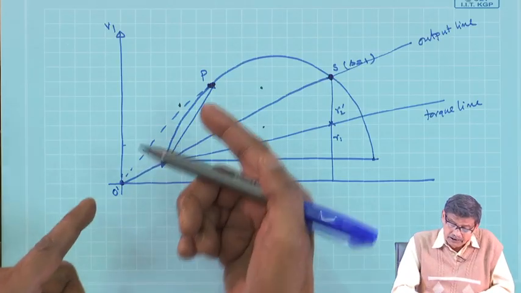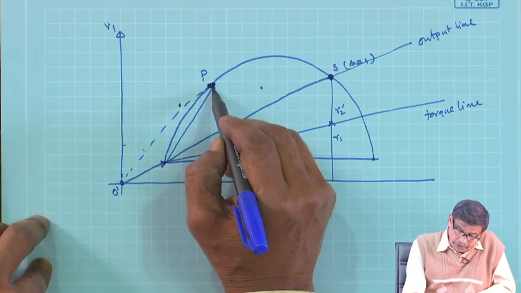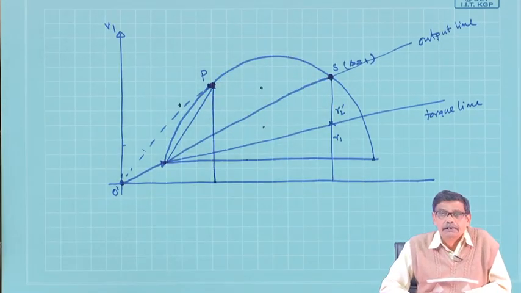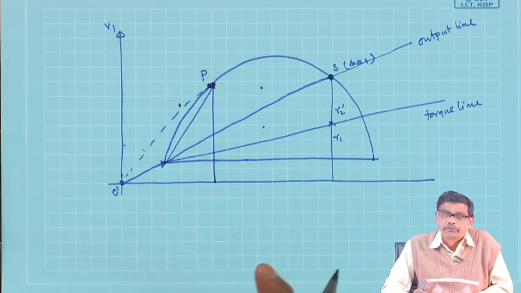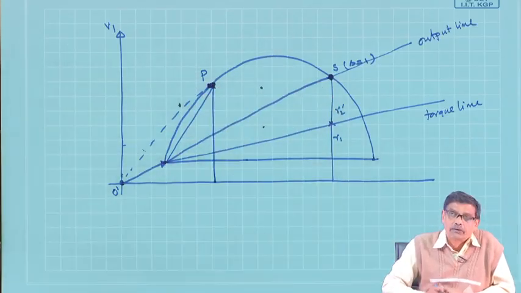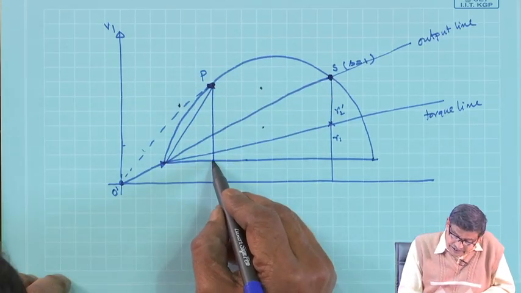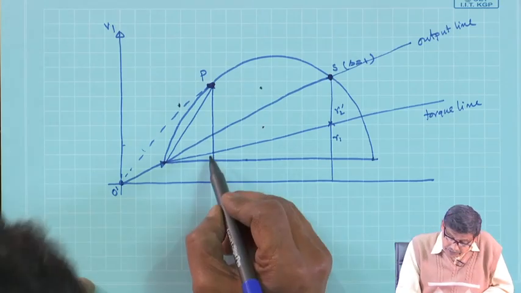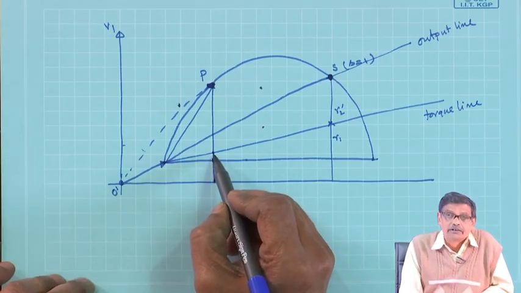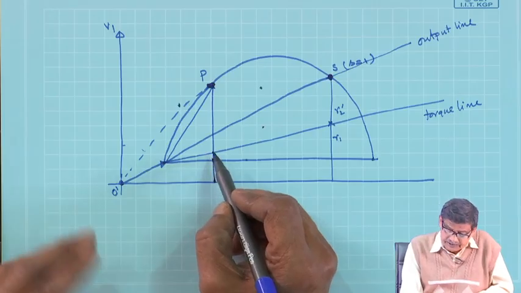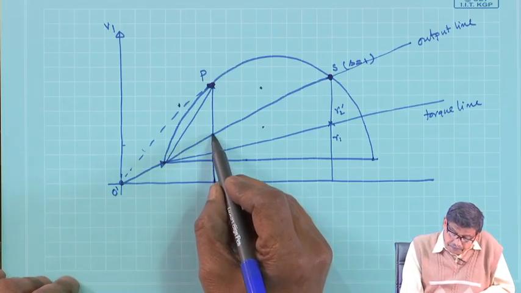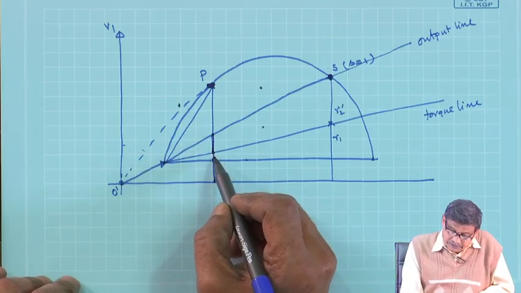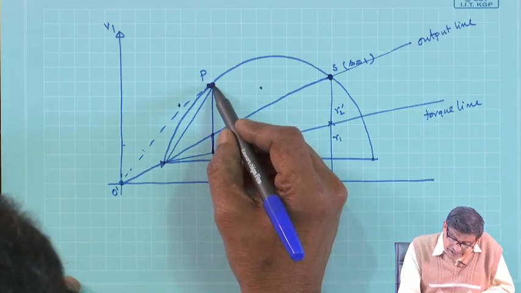What is the total input to the motor? Drop a perpendicular. This whole length will represent, in some scale of course, the total kilowatt input. What is this length? This length will be the constant losses. What will be this length? Stator copper loss per phase, if you have drawn per phase. What will be this length? Rotor copper loss.